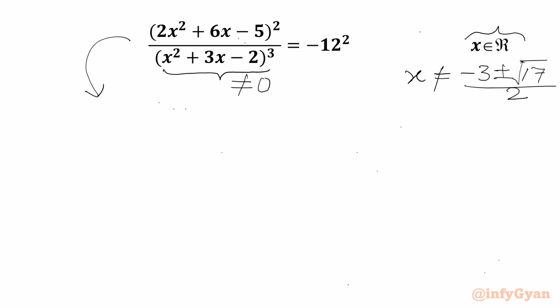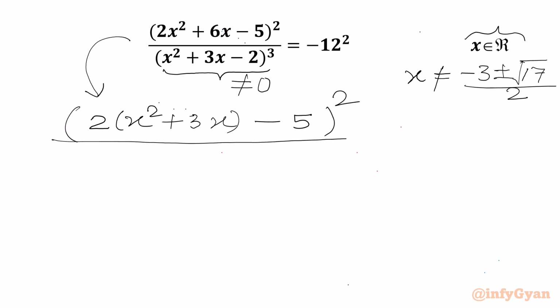Now we will write our equation. 2 is common from first two terms. So x square plus 3x in the bracket. Then we have minus 5 and then we have whole square over x square plus 3x minus 2 whole cube equal to minus 12 square is 144.